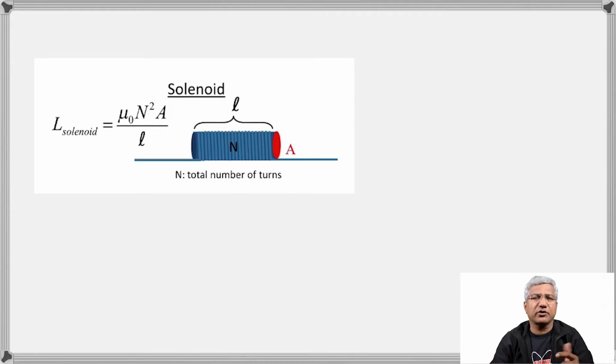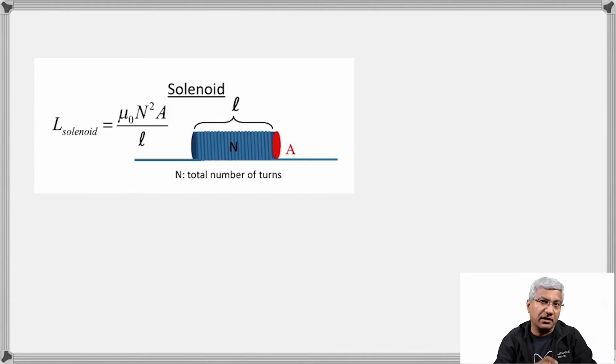What is a solenoid? It's simply a coil. And this coil could maybe have no core, C-O-R-E. It could just be wound on air, or it could be wound on some other material like iron. Whatever is the case, the inductance of the solenoid is calculated using this formula. Mu naught N squared A by l.